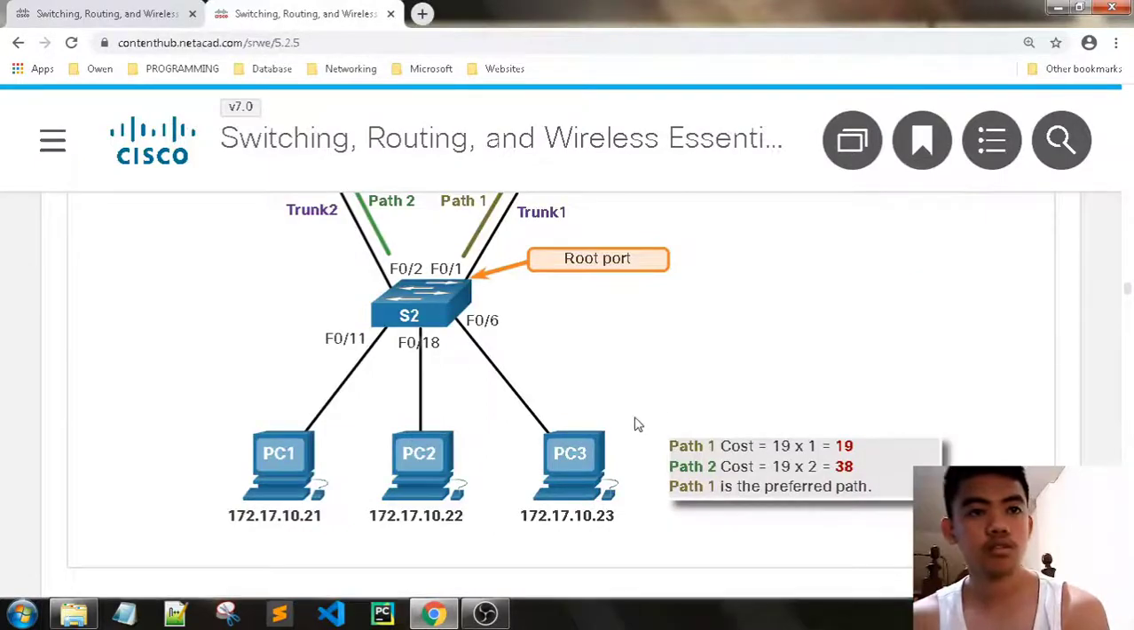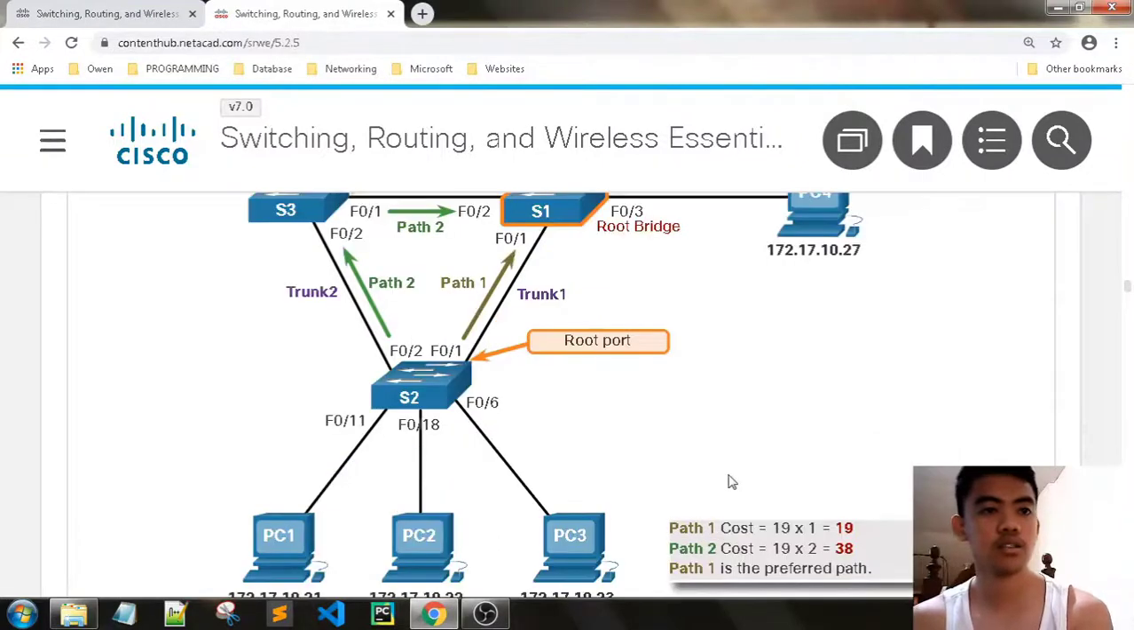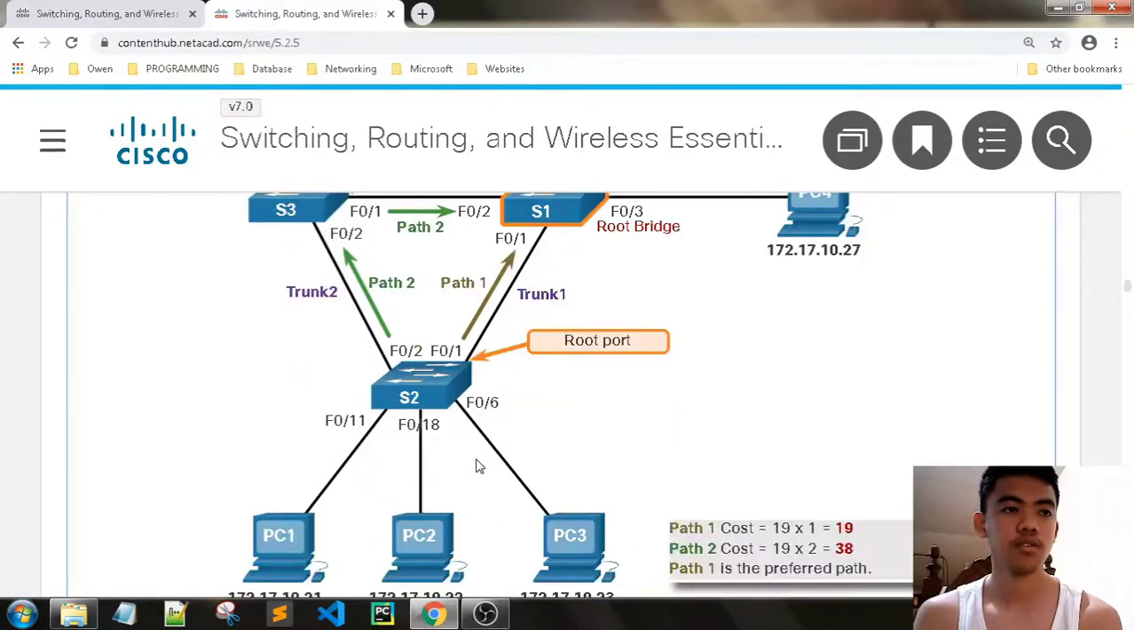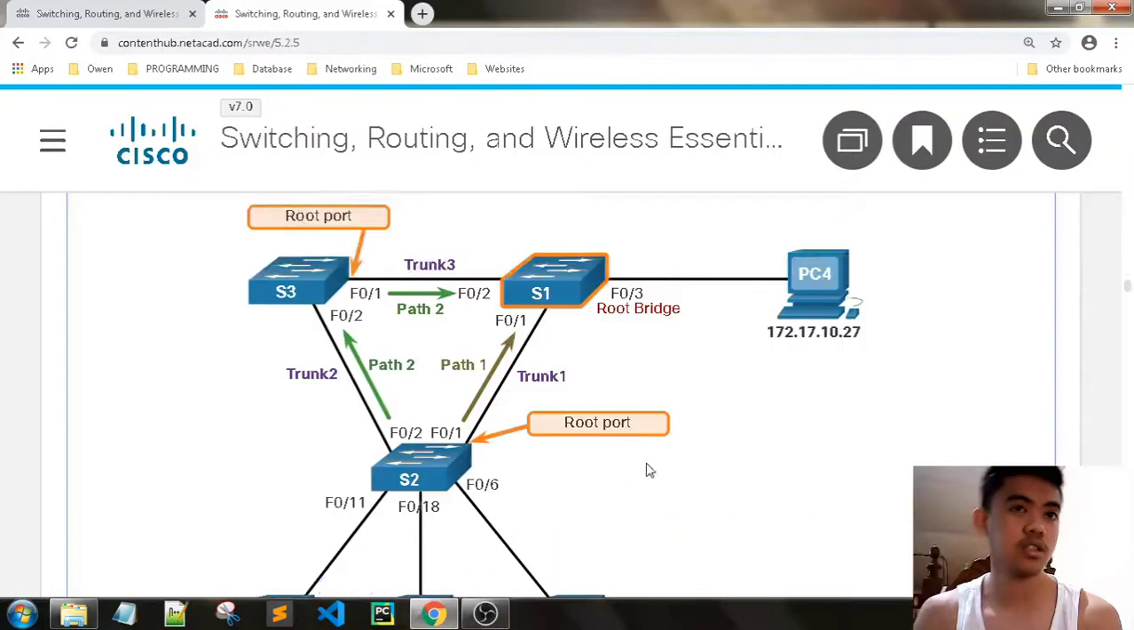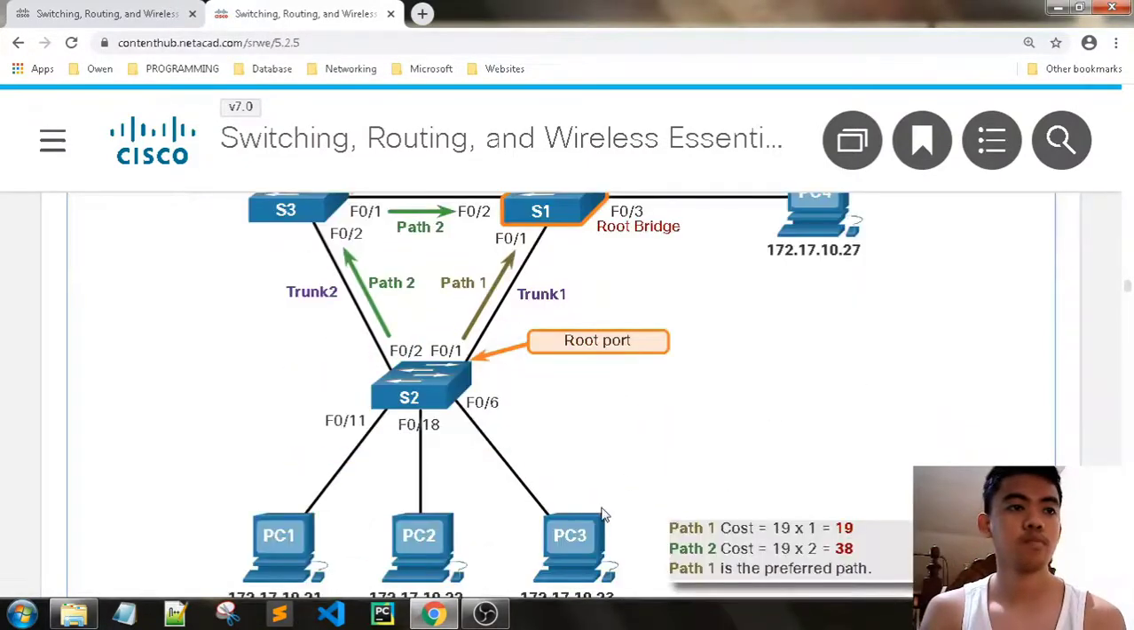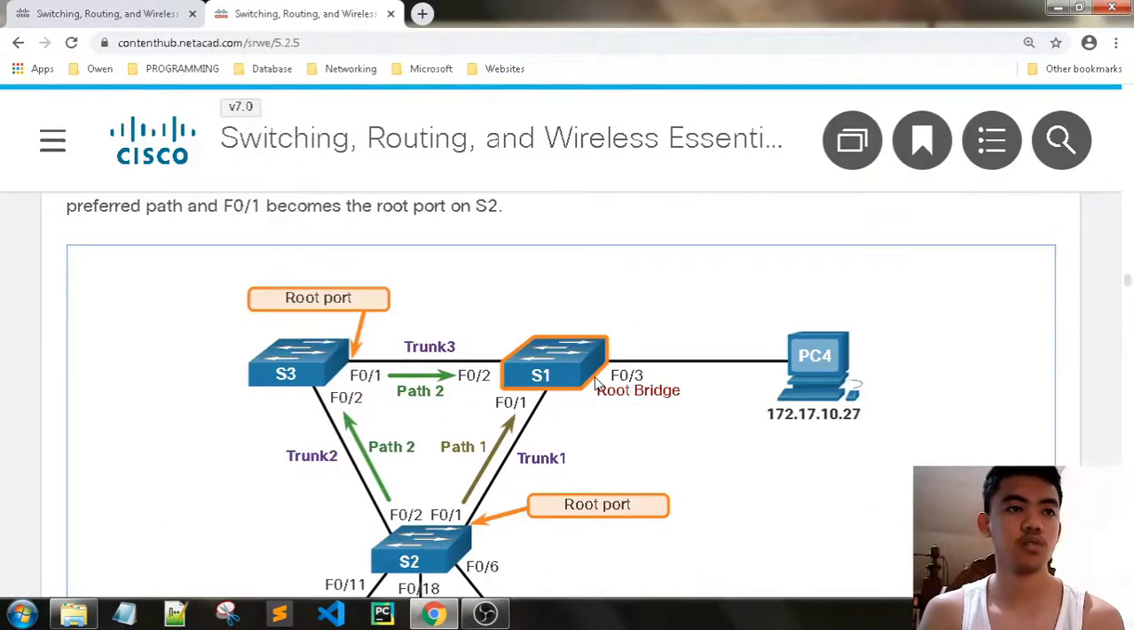Also, in configuring the root ports, the best path is determined by the path cost, I think. It computes path 1 and path 2. The path 2 cost is larger than the path 1 cost, so path 1 is the preferred path. For example, PC3 sends a message to PC4. It goes to S2 and then S1. So you just select the shortest path.